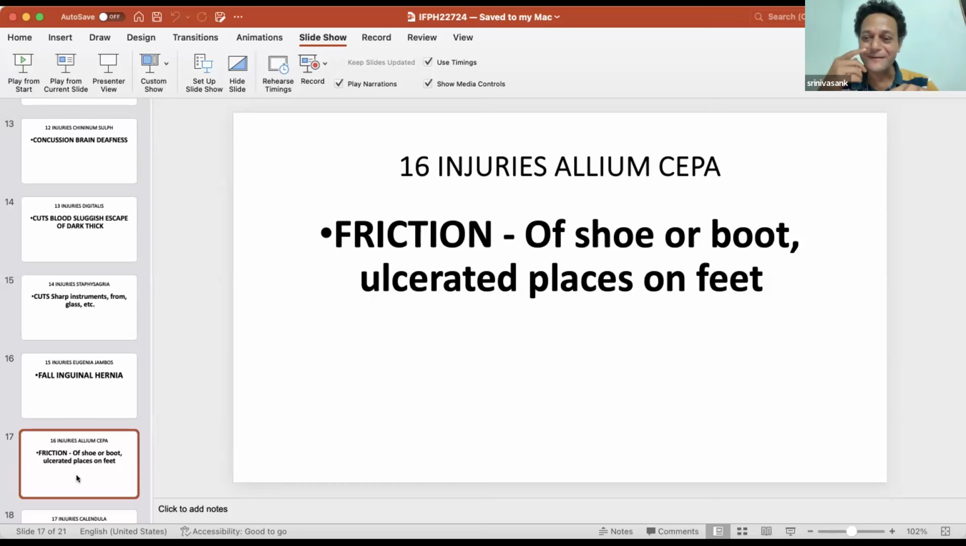So shoe bite or boot causing ulceration, and there is a sore feeling and friction injury. In those cases, Allium cepa is wonderful. So we have to change the shoe properly. I don't know whether their foot becomes properly shaped and then they are able to wear the same shoe. This I will check. Now it is occurring to me.